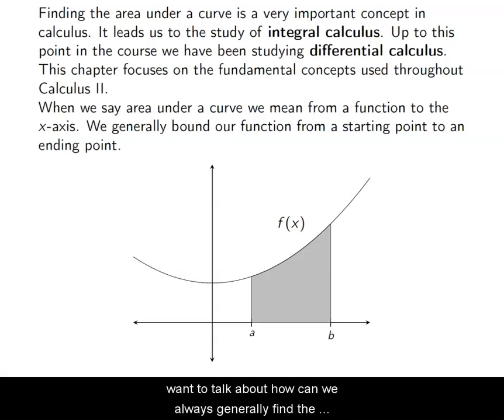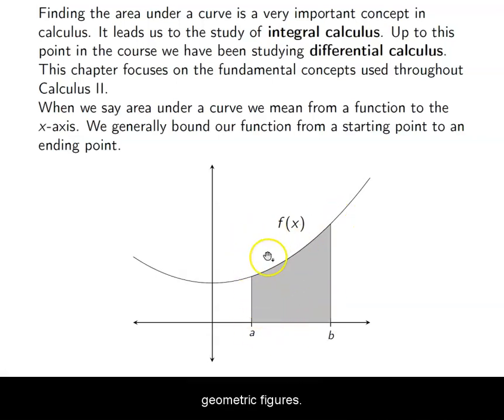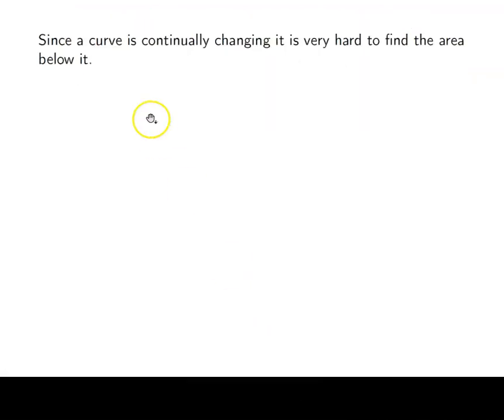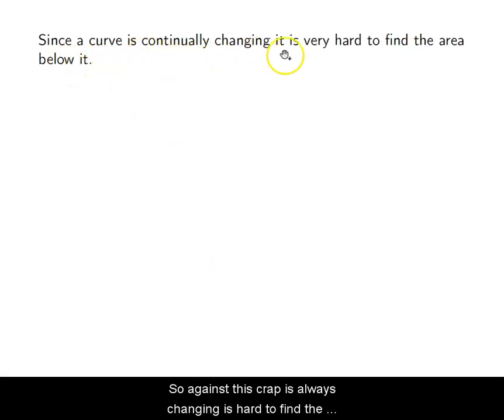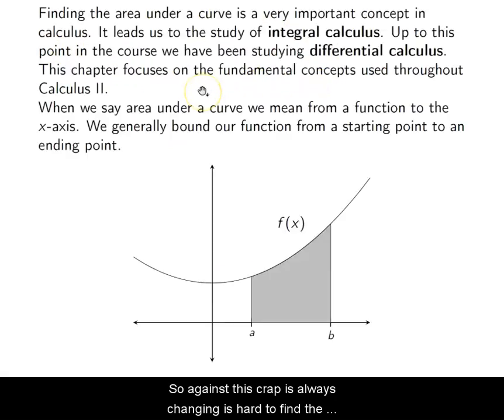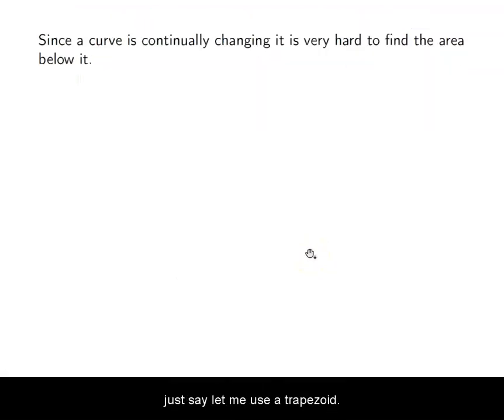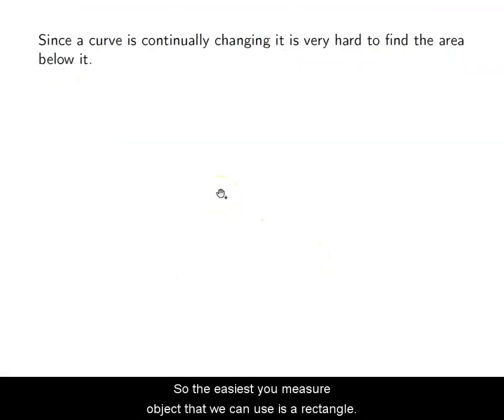So we want to talk about how we can always find the area under a curve. That's what we're going to do: we're going to start off by approximating this area using geometric figures. Okay. Since the curve is always changing, it's hard to find the area below it because this is not a straight line. So I can't just say, let me use a trapezoid, right? The easiest geometric object that we can use is a rectangle.